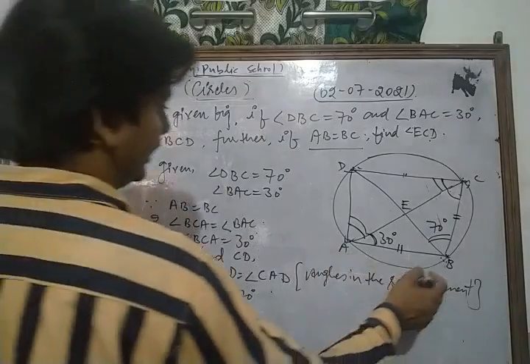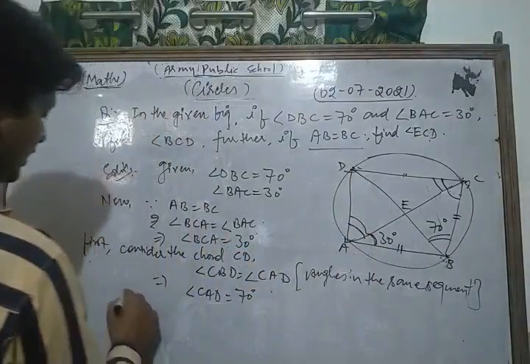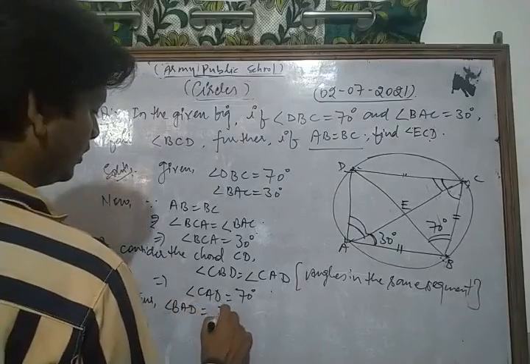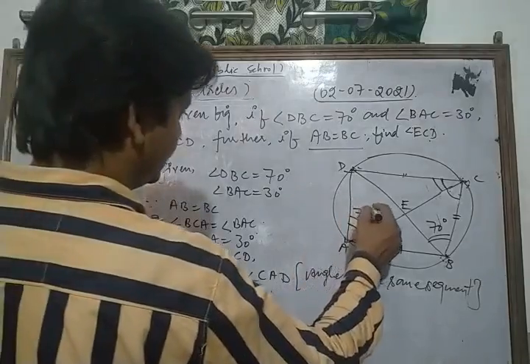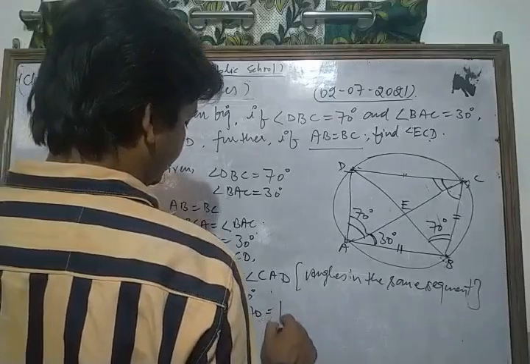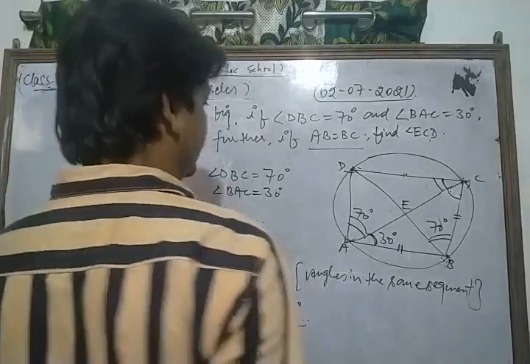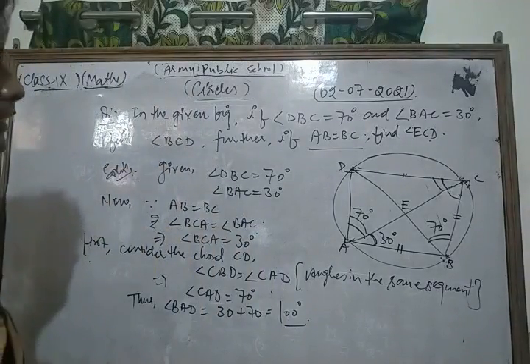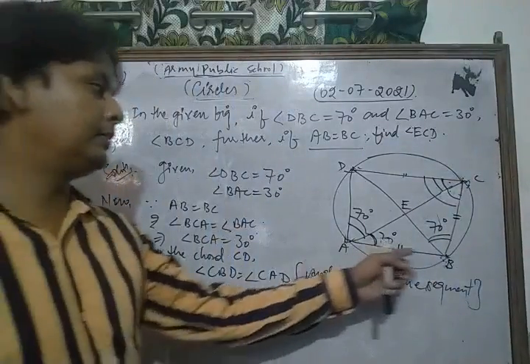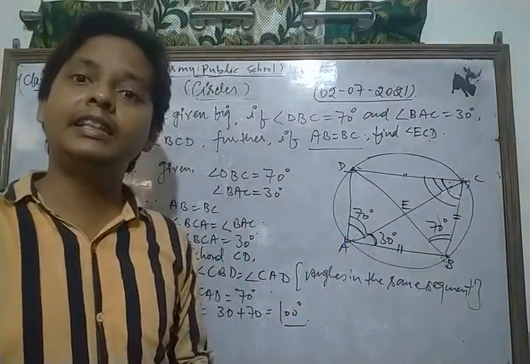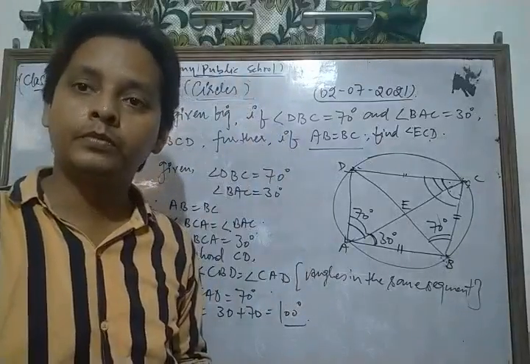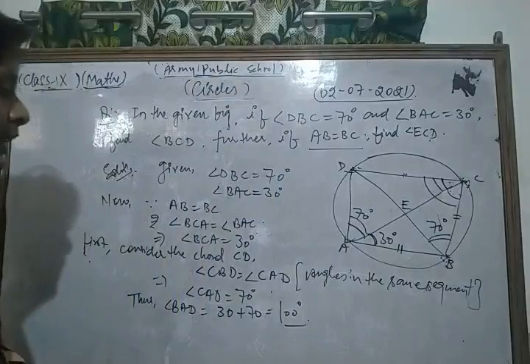Thus angle BAD is 30 degrees plus 70 degrees, which is 100 degrees. Now we find angle BCD. ABCD is a cyclic quadrilateral, and in a cyclic quadrilateral the sum of opposite angles is supplementary.